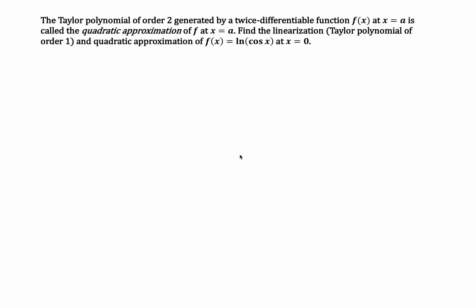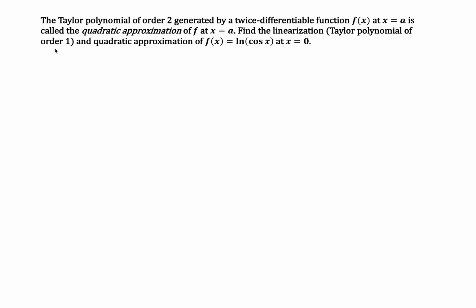To wrap up this section, we're going to look at one last example here. It says the Taylor polynomial of order 2 generated by a twice differentiable function f of x at x equals a is called the quadratic approximation of f at x equals a. So we're asked to find the linearization, which is the Taylor polynomial of order 1, and also the quadratic approximation of the function f of x equals the natural log of cosine x at x equals 0.